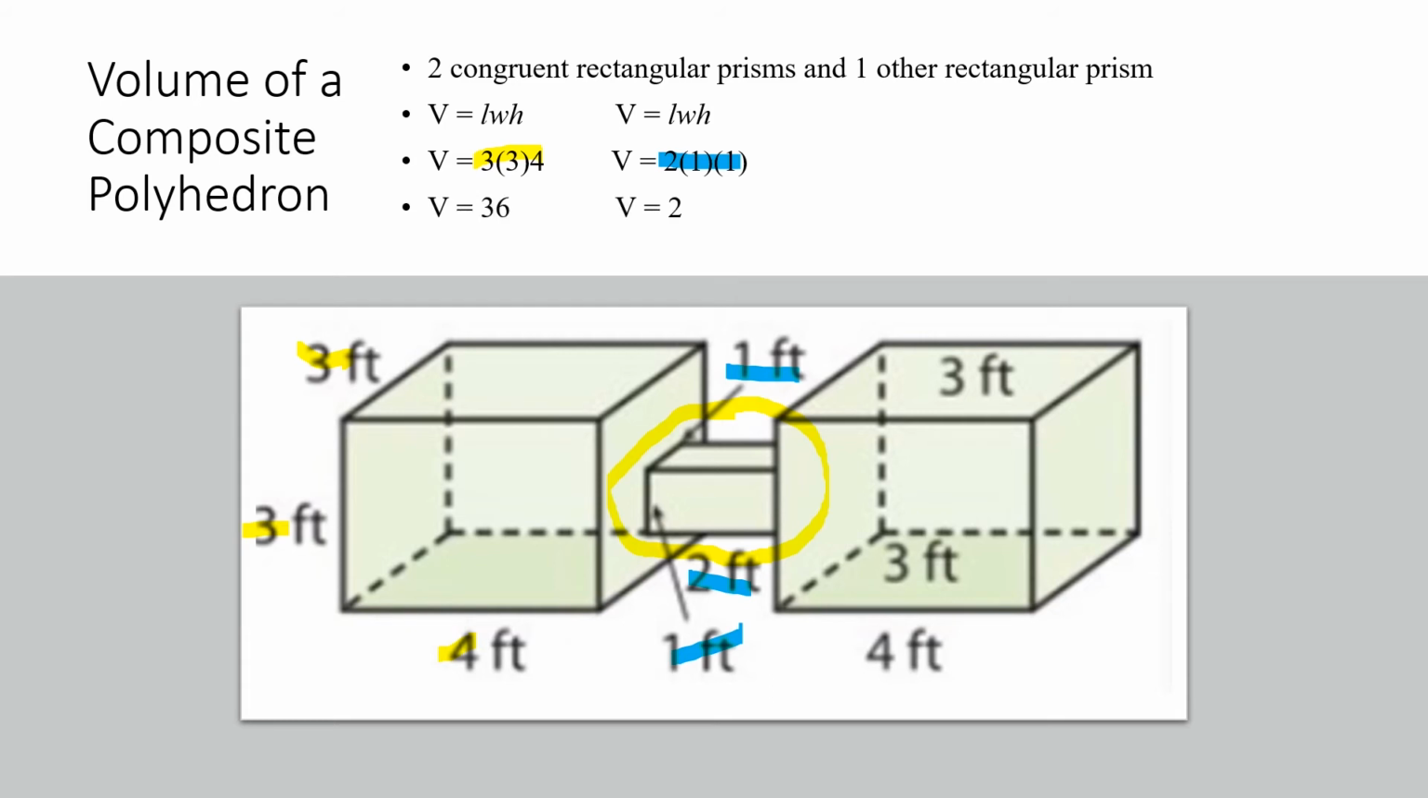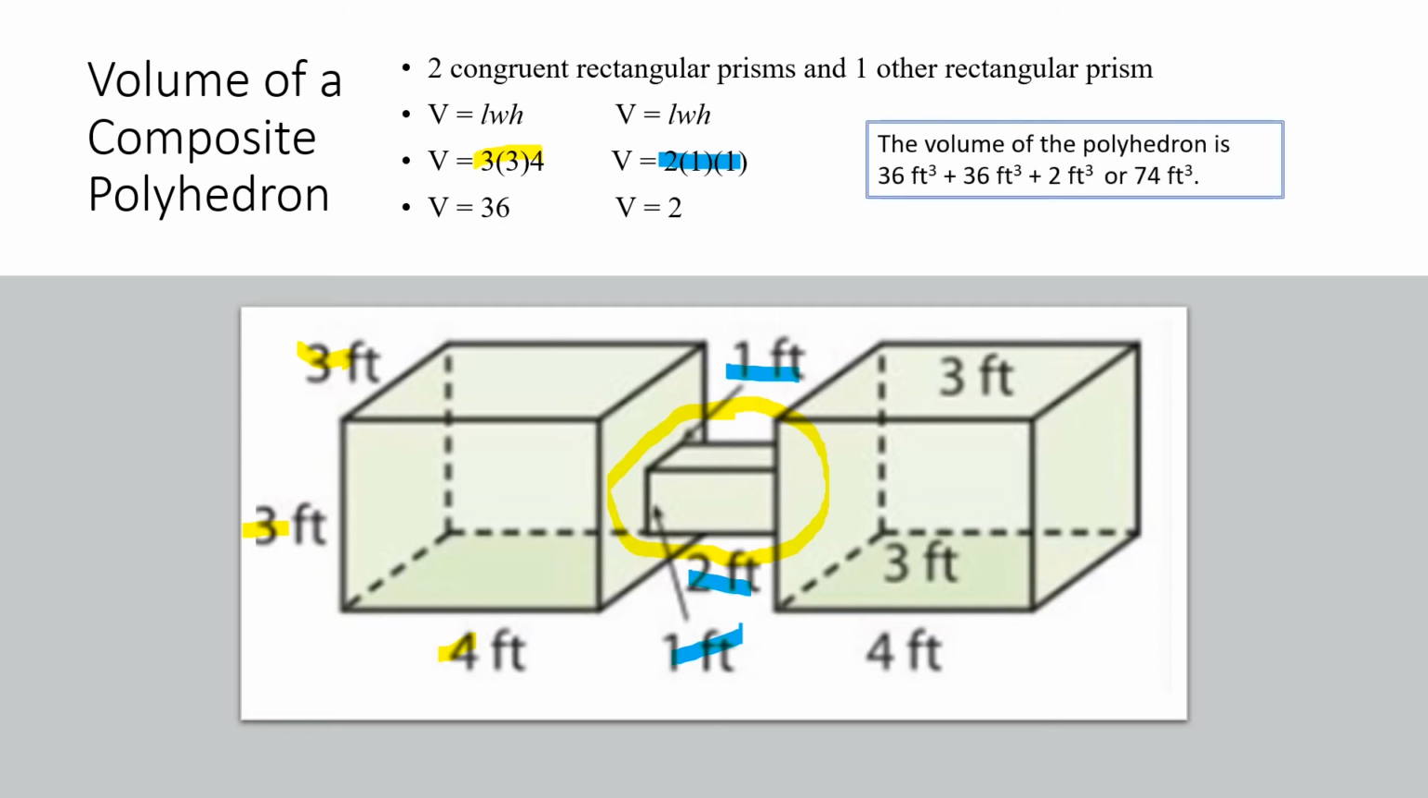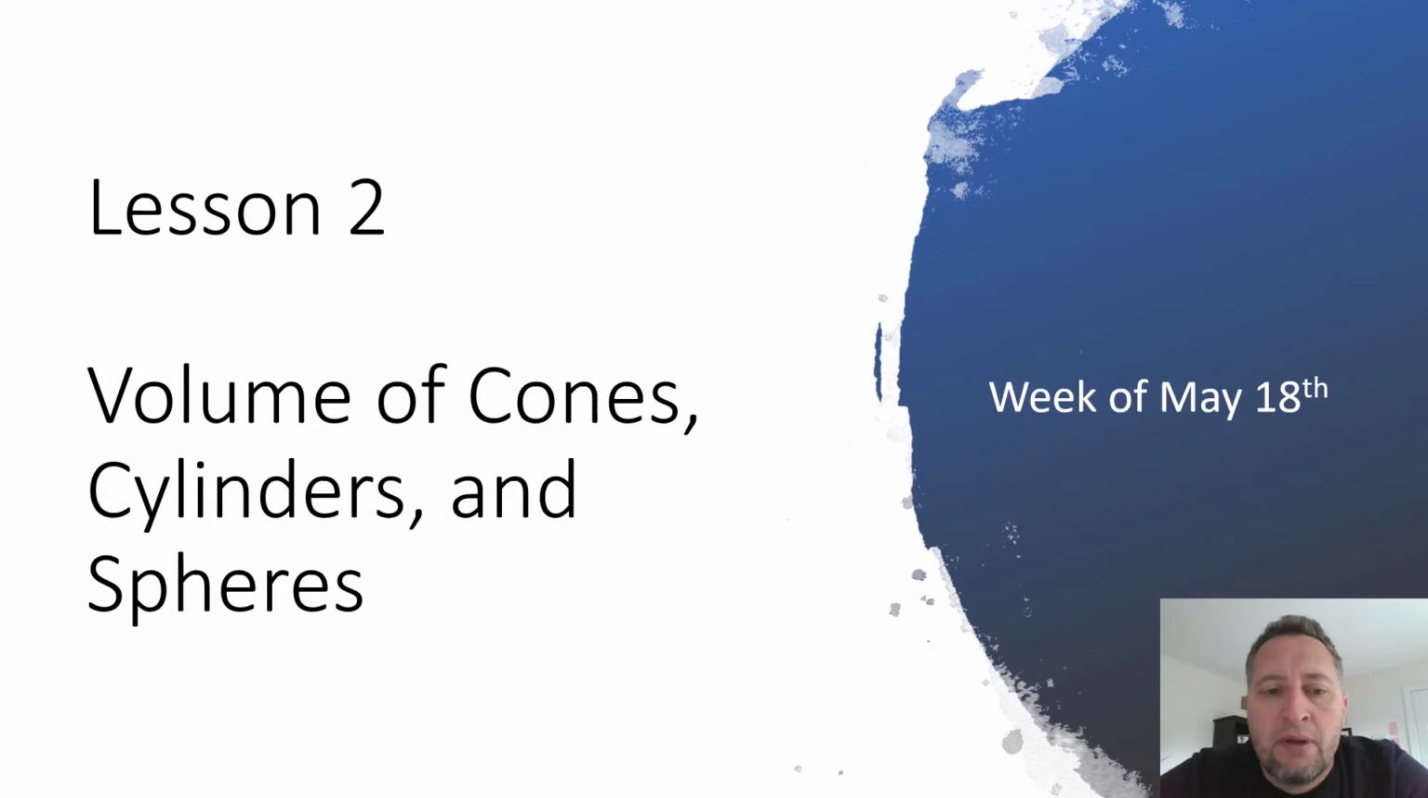If I multiply them, I get 9 times 4, which is 36, and 2 times 1 times 1, which is 2. I'm now going to add the three together. So I have two rectangular prisms that were 36 feet cubed, and I have one that's 2 feet cubed. If I add them all together, I get a total of 74 feet cubed.